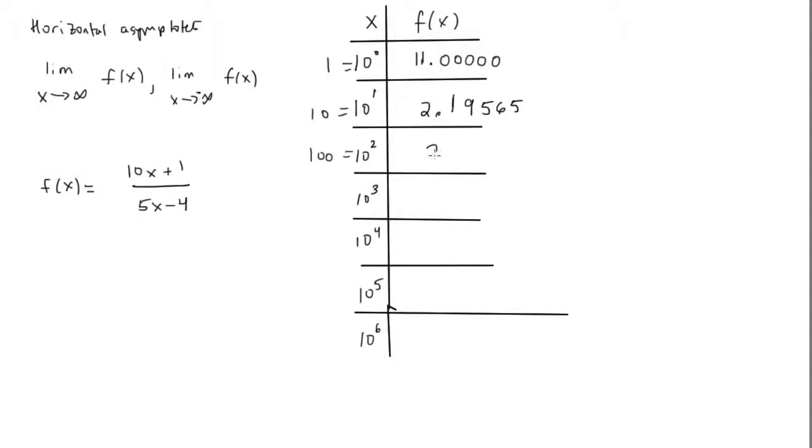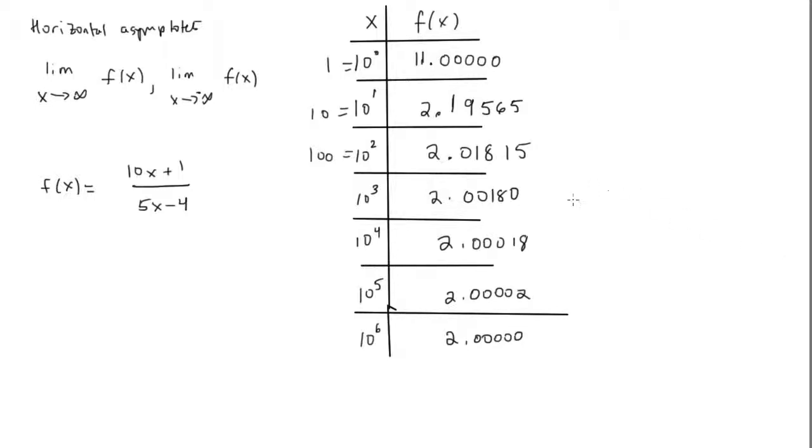And then for the next one I got 2.01815, and then 2.00180, and then 2.00018. And then for 10 to the 5th, I got 2.00002. And then lastly, for the other one, I got 2, rounded to 5 decimal places. It looked like it was 2 on the nose, so there was a 2. There were some digits further out here.